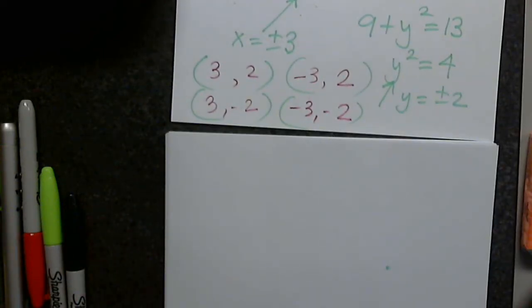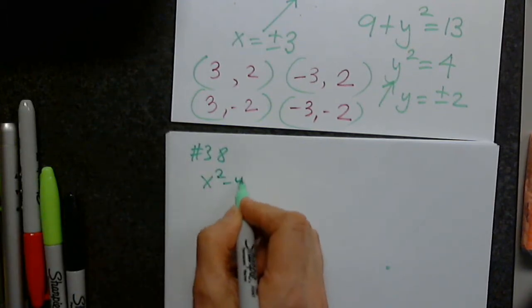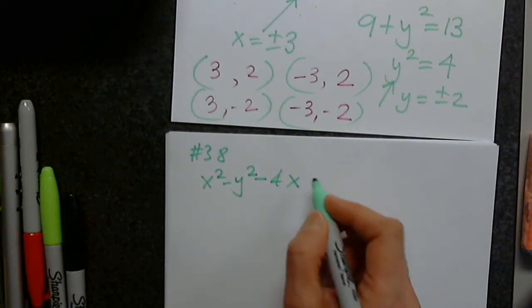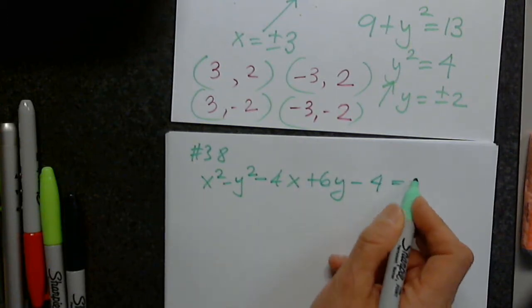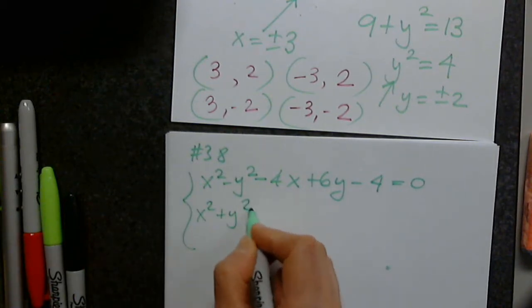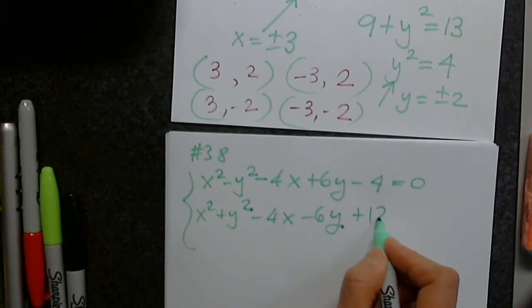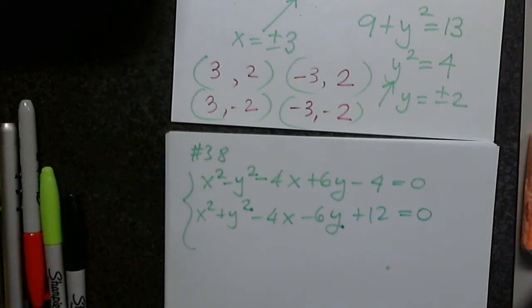So let's copy 38. In 38, we have x squared minus y squared minus 4x plus 6y minus 4 equals 0. And then x squared plus y squared minus 4x minus 6y plus 12 equals 0. Okay, so let's look at the 2 equations. They're kind of all over the place, agreed? They have x squared, they have y squared, they have x, they have y, and some free terms.